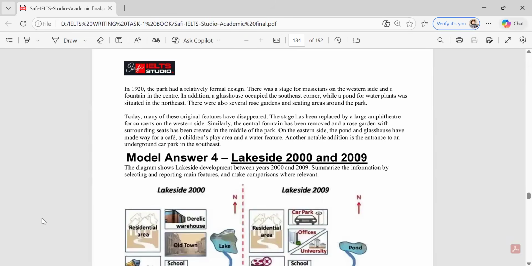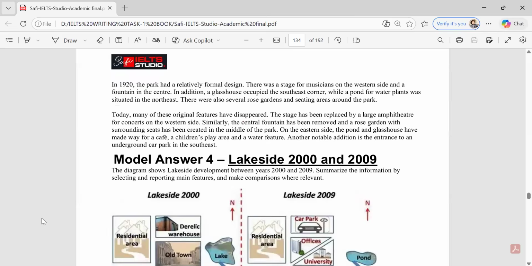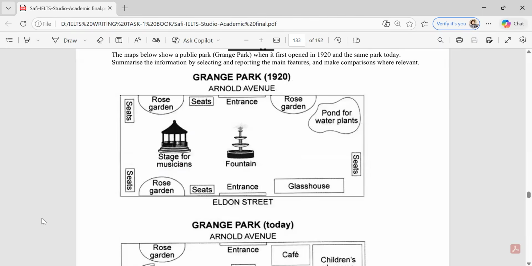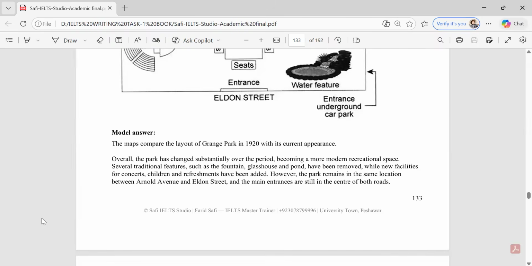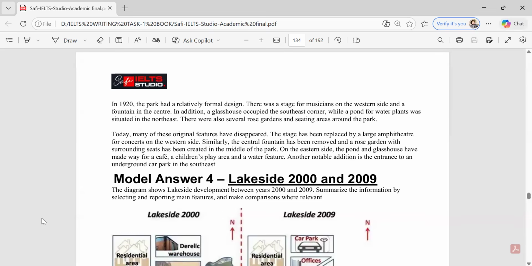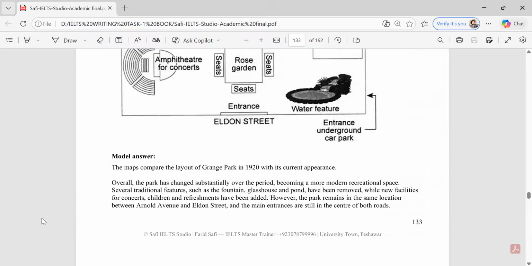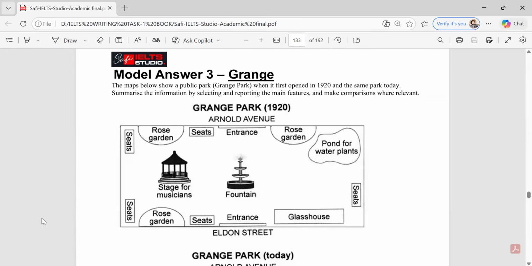अब 1920, the park had a relatively formal design. अब इसका डिजाइन देखिए, बिल्कुल फॉर्मल सा डिजाइन है, पुराना. There was a stage for musicians on the western side and a fountain in the center. अब ये वेस्ट साइड पे है कि नहीं? मैंने कहा था ना आप लोग के लोकेशन. Yes, sir. हमारे पास क्या है, वेस्टर्न साइड पे.